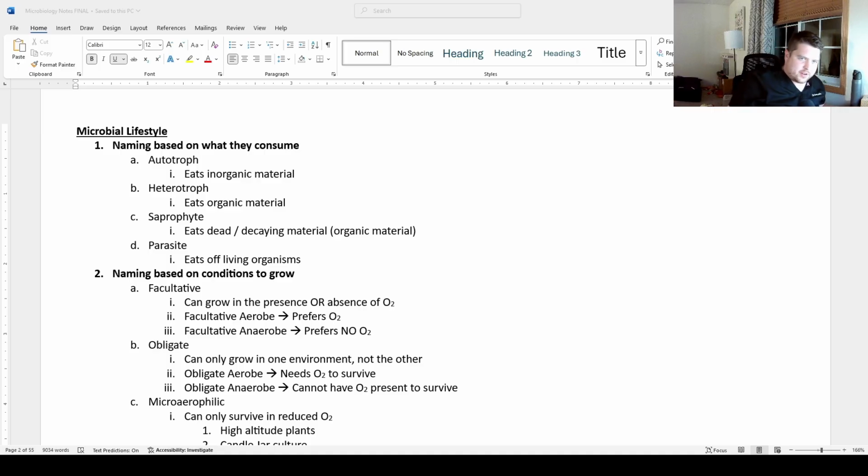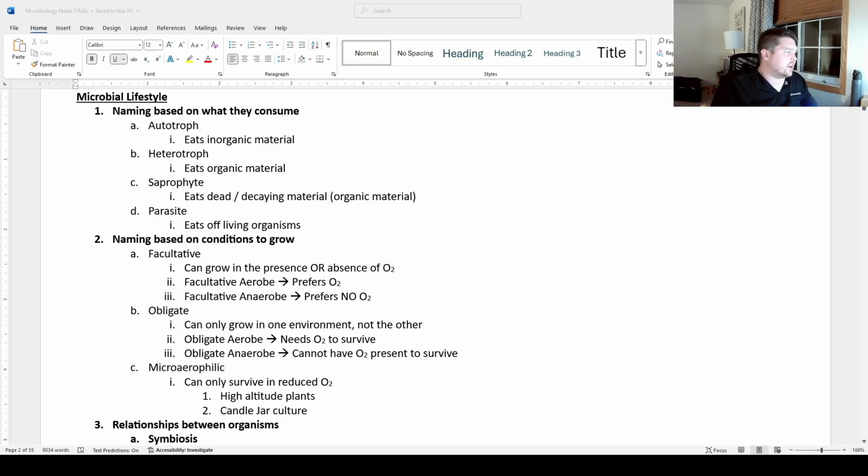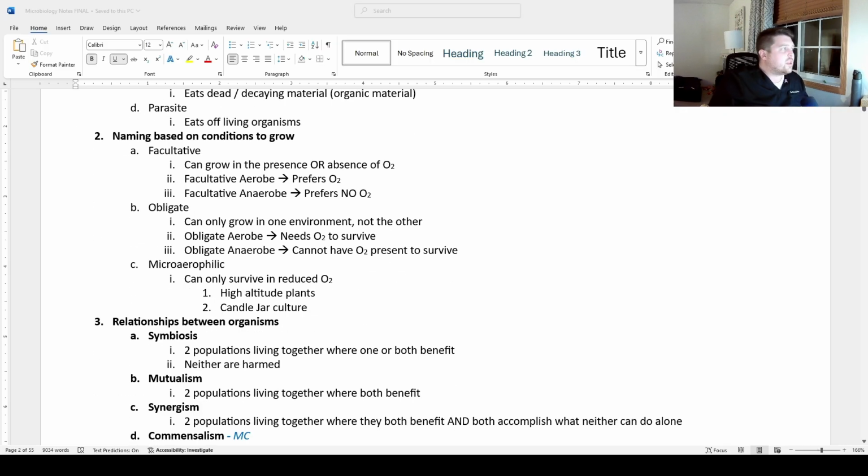All right, more definitions. Talking about microbial lifestyle and the naming components of microorganisms. So naming them based on what they consume. Autotrophs eat inorganic material. Heterotrophs eat organic material. Saprophytes are eating the dead or decaying material. It's still organic, but specifically they have to say it is dead or decaying. And then a parasite is eating off of another living organism.